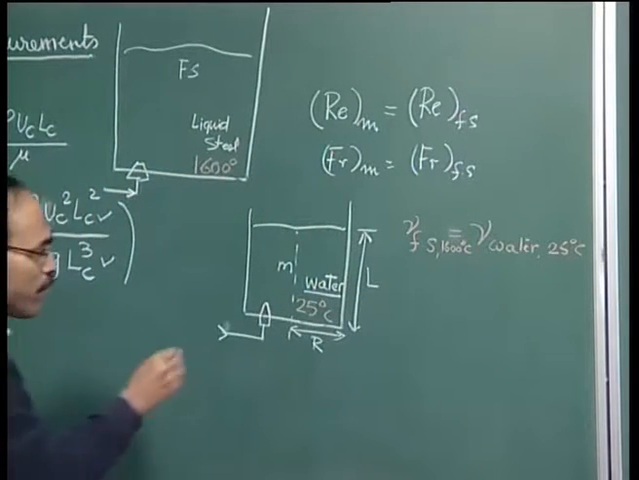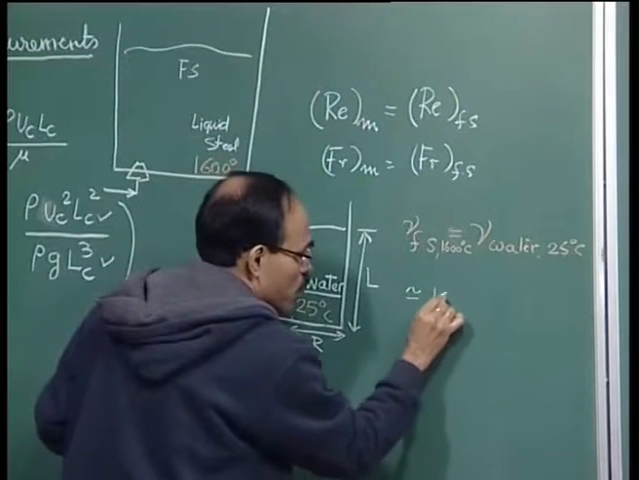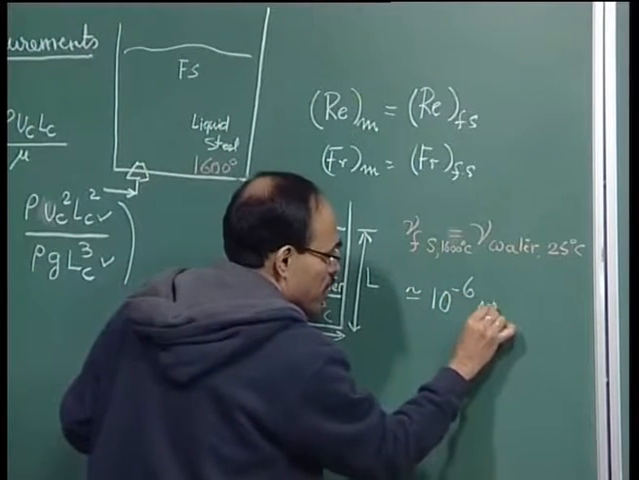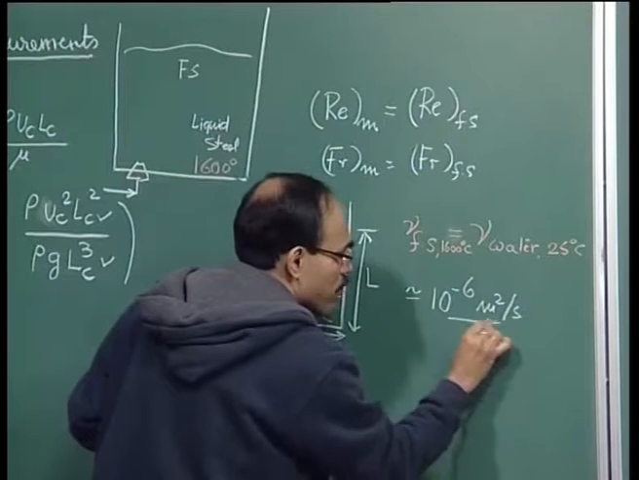And what is the value? The value is, in SI unit, approximately 10 raised to the power minus 6 meter square per second. This is the value.